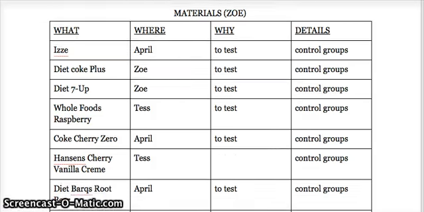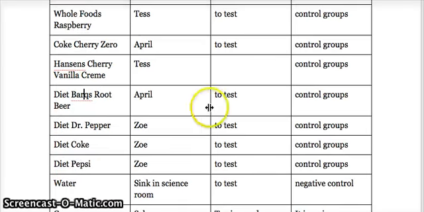Here are the materials. The sodas that we needed were Izze, Diet Coke Plus, Diet 7-Up, Whole Foods Raspberry, Coke Cherry Zero, Hansen's Cherry Vanilla Cream, Diet Barq's Root Beer, Diet Dr Pepper, Diet Coke, Diet Pepsi, and water.